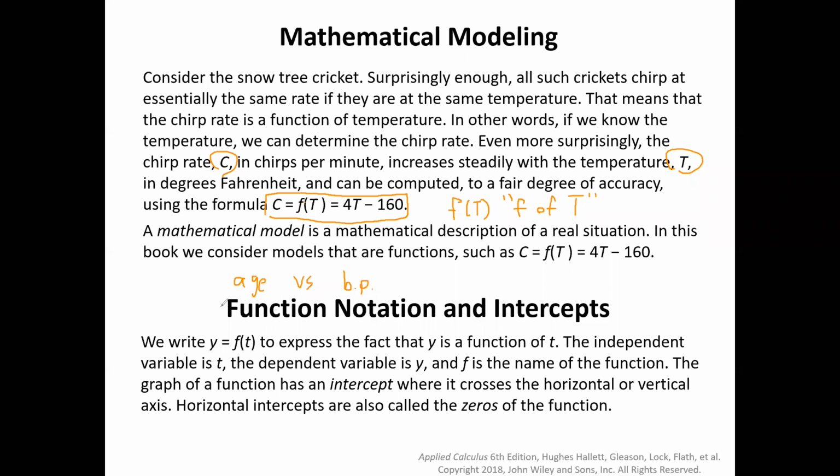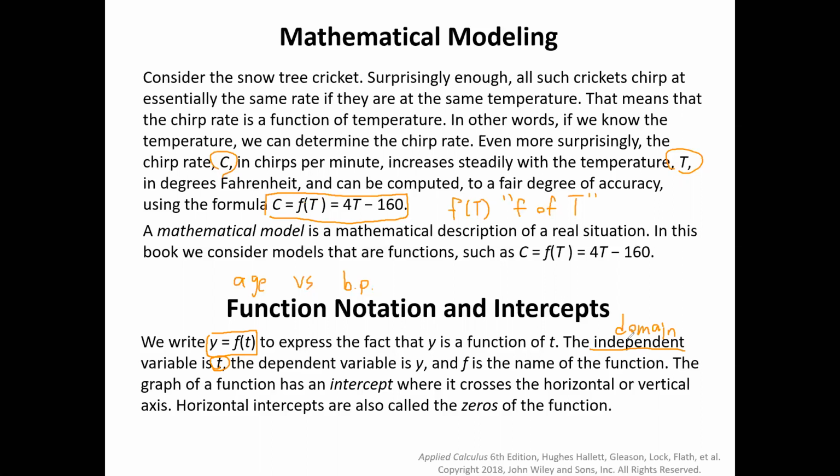All right, so we'll take a look at this in the next slide. Let's look at function notation. We write y equals f of t to express the fact that y is a function of t. The independent variable is t. Another key term is the independent variable. That usually means our domain. We use independent variable because that's the variable we have freedom over. We get to pick what value we want for t.